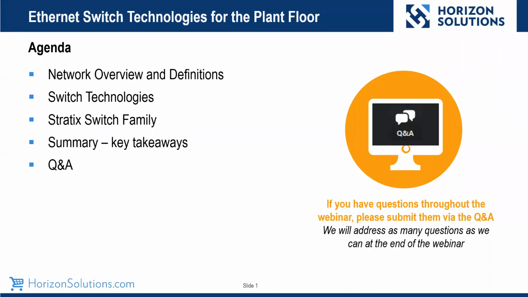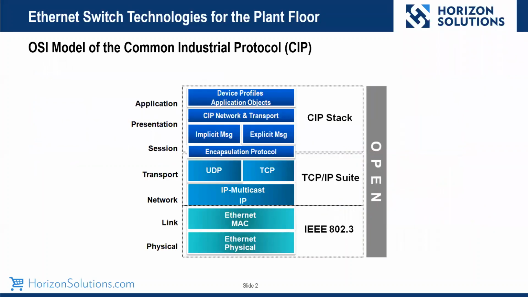So if everybody's seen this OSI model, the IEEE 802 standard model. So on the upper level, the CIP stack, which I call the payload area. So that could be our CIP information, which is Ethernet IP. It could be HTTP. It could be voice over IP. It could be pretty much any protocol.